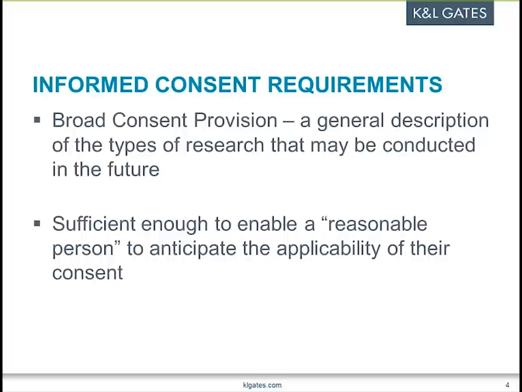Finally, the most significant addition to the informed consent requirements involves the inclusion of a broad consent provision. Under the existing rule, investigators may use biospecimens collected through a proposed study for a future unrelated study provided the identity of the subject was removed. The broad consent provision of the final rule now requires investigators and institutions to include a general description of the types of research that may be conducted in the future. Such general description must be sufficient enough to enable a reasonable person to anticipate the applicability of their consent towards such types of research.